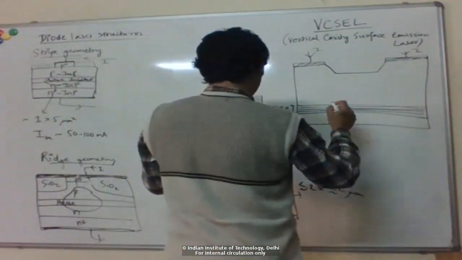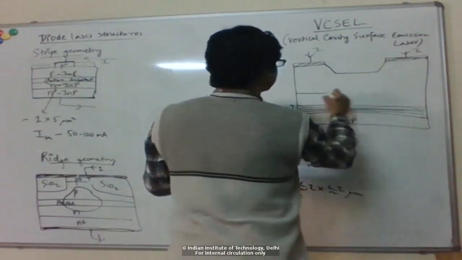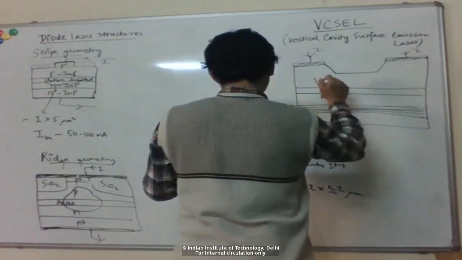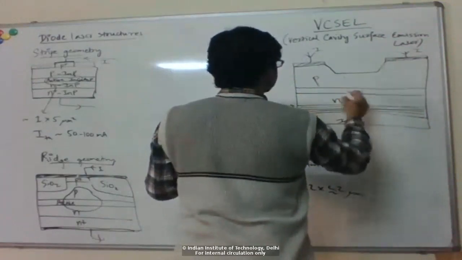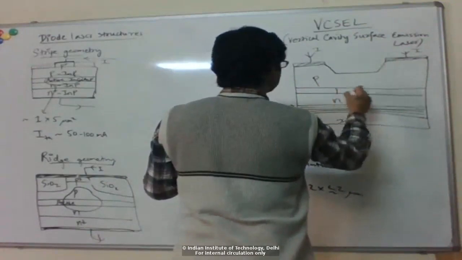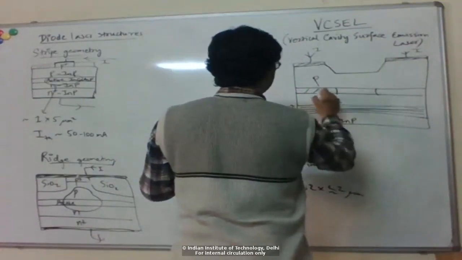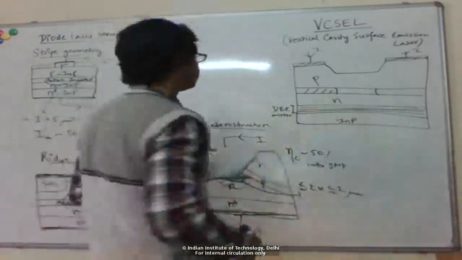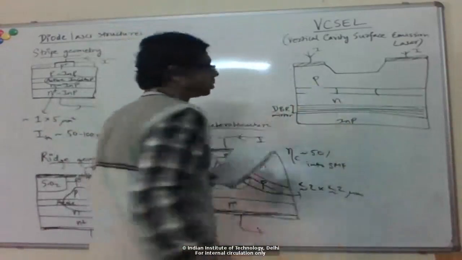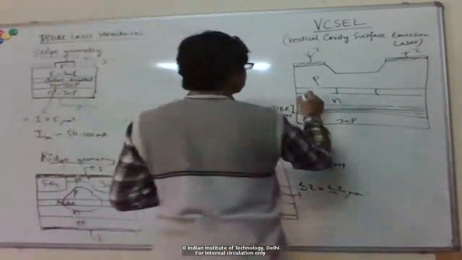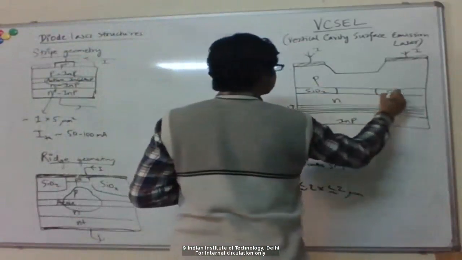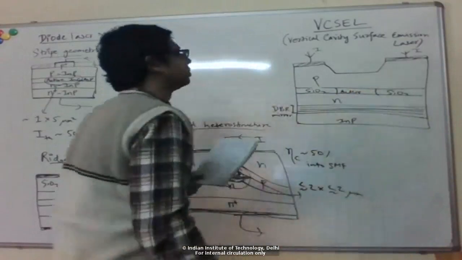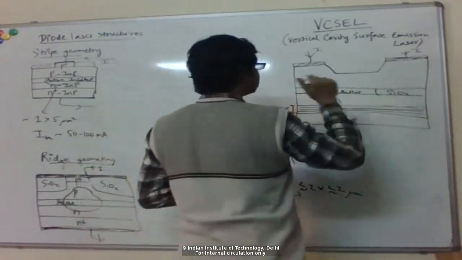Right, and then you have your N region, and then active region, and then P region. So, and then you could also etch the active region. So you could have some dielectric on the sides here, such that your active region is small compared to the total width of the device, right?